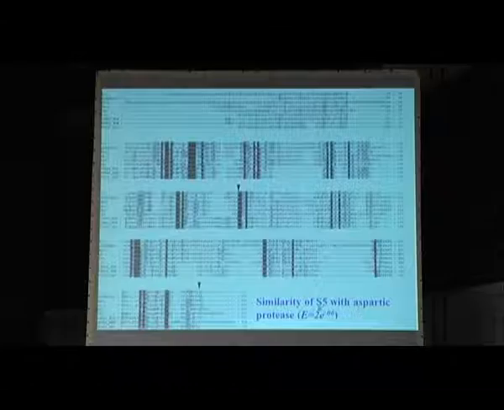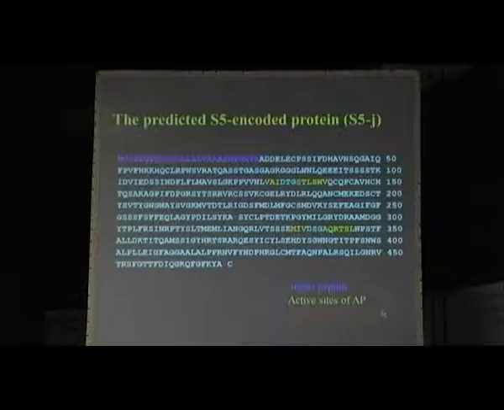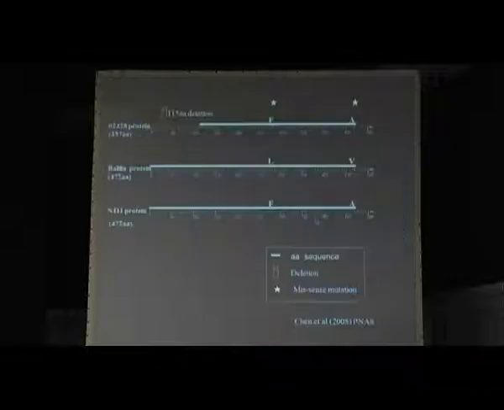ORF5 is predicted to encode the protein, like Darwin mentioned, aspartic protease. And that is the structure of the gene. It has a signal peptide and active regions for activities, 2 active sites. So, but it has some sort of structure.